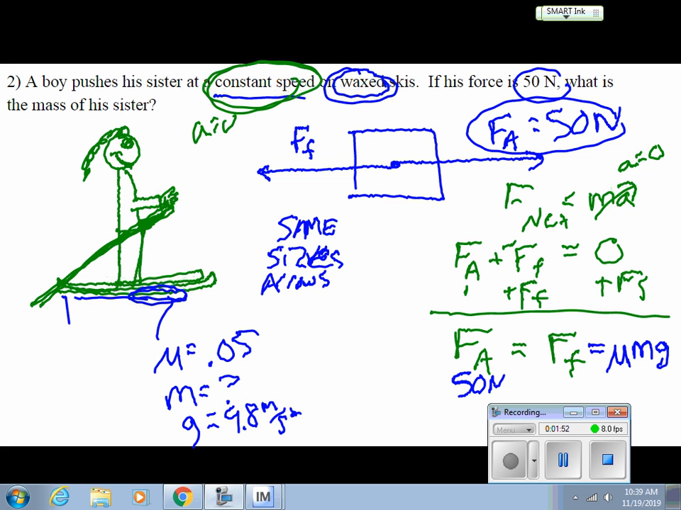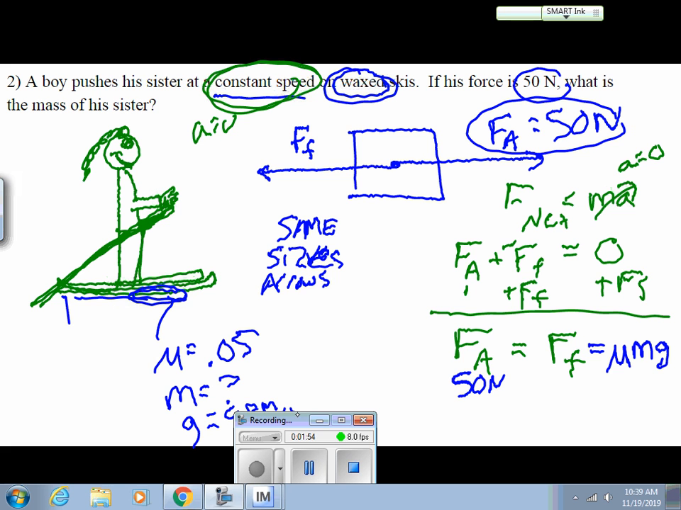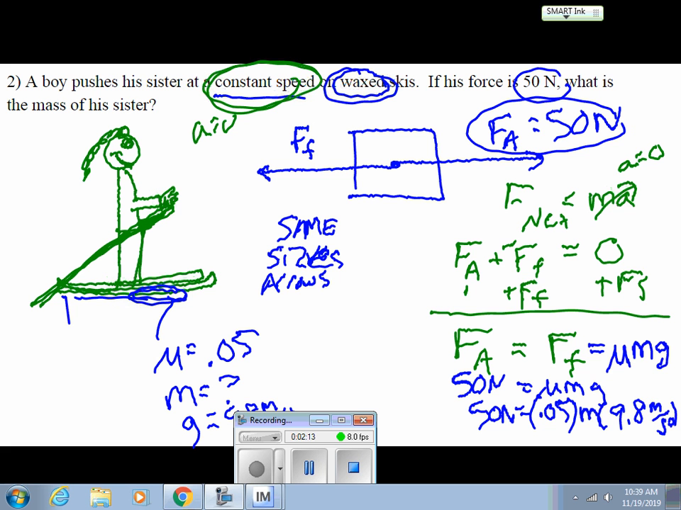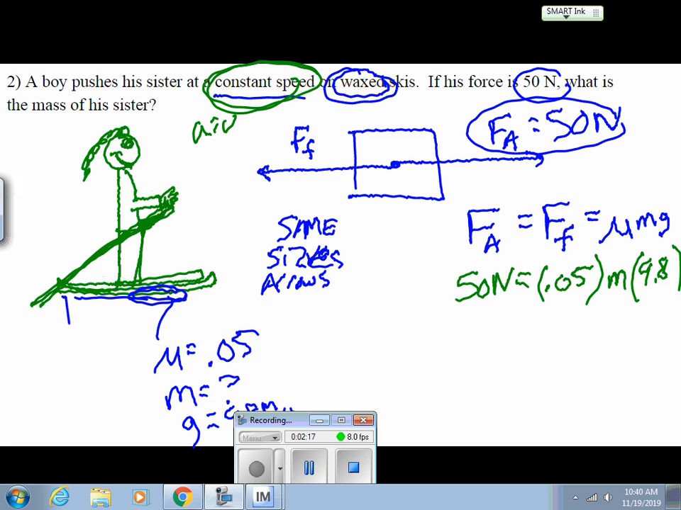Let's see if I can move this out of my way. Now I can put mu mg. Now I plug in these two pieces of information: 0.05, mass I don't know, times 9.8 meters per second squared equals 50 newtons. Eventually, all right, I just erased. Now I'm going to continue.